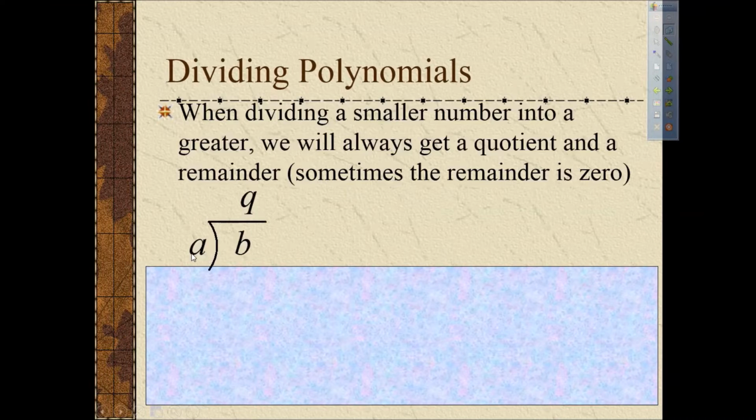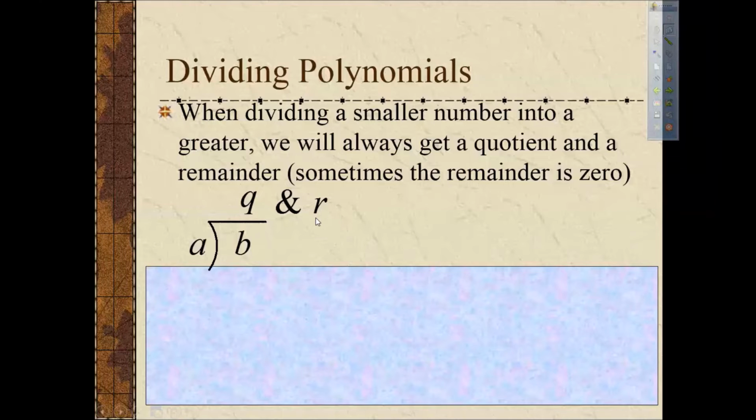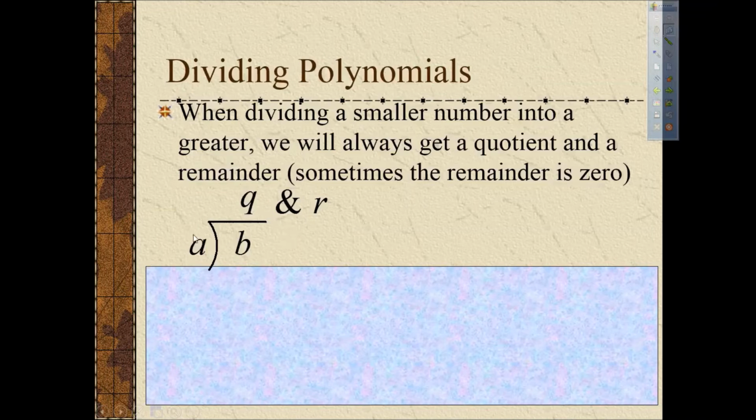This is what we did with numbers. A number on the outside, a number on the inside. A goes into B Q times with a remainder of R. And what that really meant was, since division is the inverse operation of multiplication, we could take this Q number times A, and if we add the remainder, we can get back to B. So A times Q plus that remainder is equal to B. That's kind of what the results of division mean.